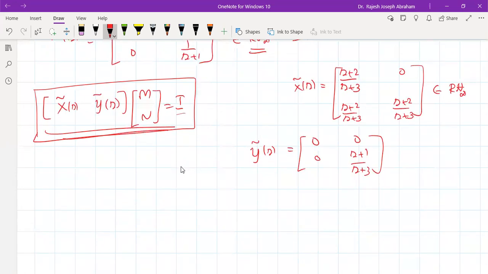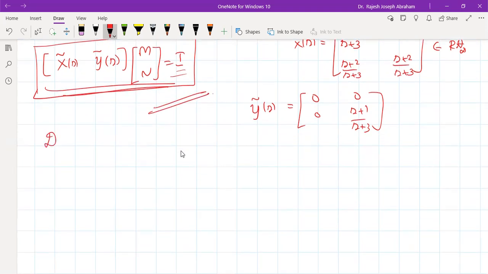So is it equal to I? Is this holding good? It should, okay.